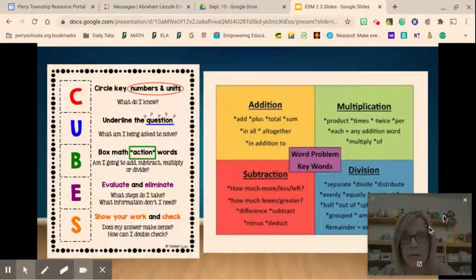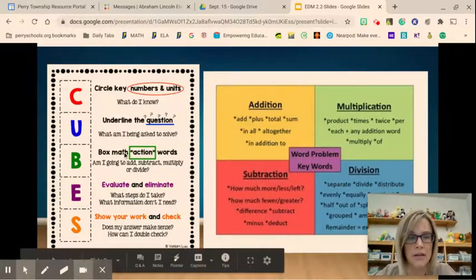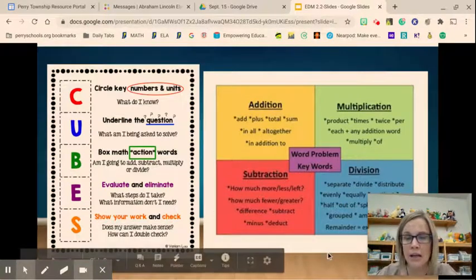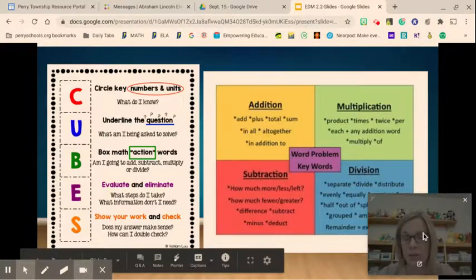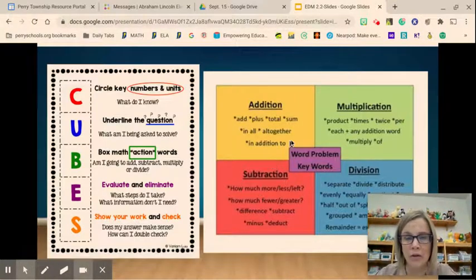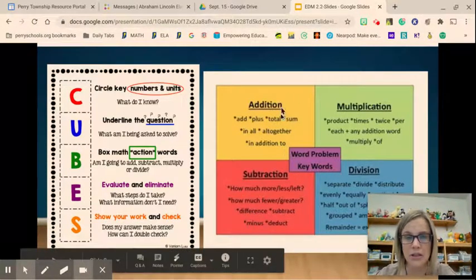So we've been talking about using cubes, and the third step in cubes is to box in math action words. And I am going to have this poster available for you guys to look at. This will be very important because it gives us those action words or those important math words. So for today, we're focusing on addition and subtraction.